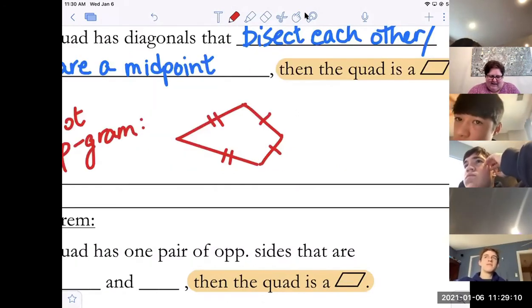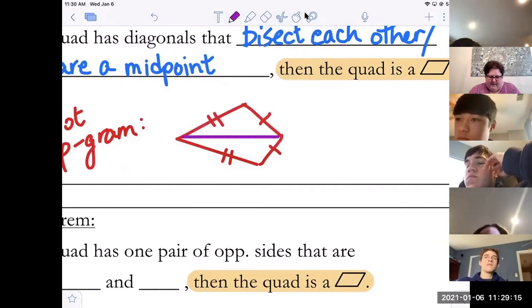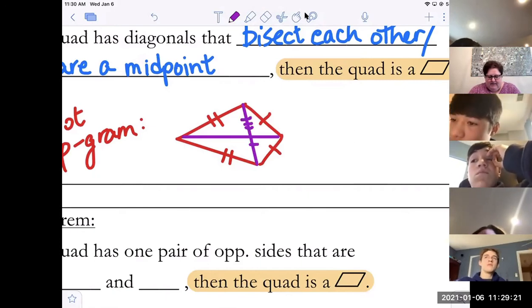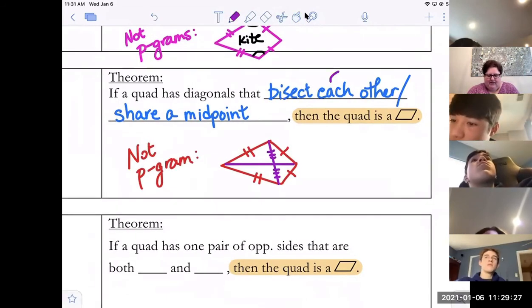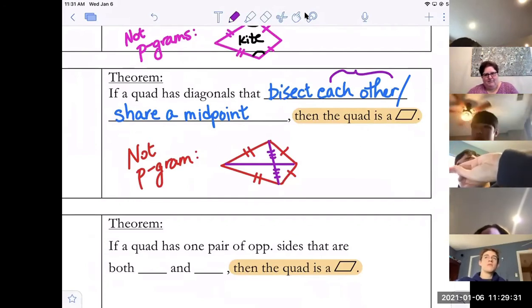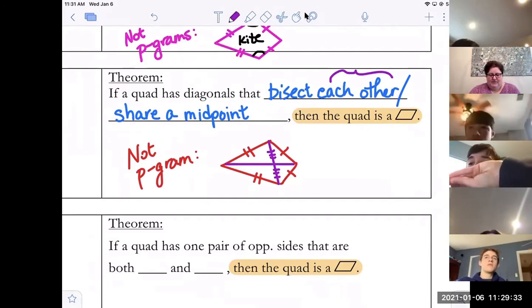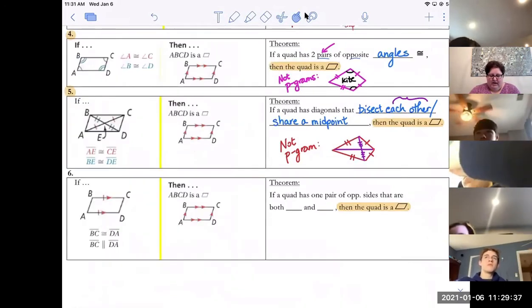Okay, in a kite, if you draw on the diagonals, they don't bisect each other. These will be the same, but the other one will not be bisected. So you have to make sure you say bisect each other. And also you want to make sure that if you just say they bisect, it might seem like they bisect angles. Okay, so just be careful again with the wording.